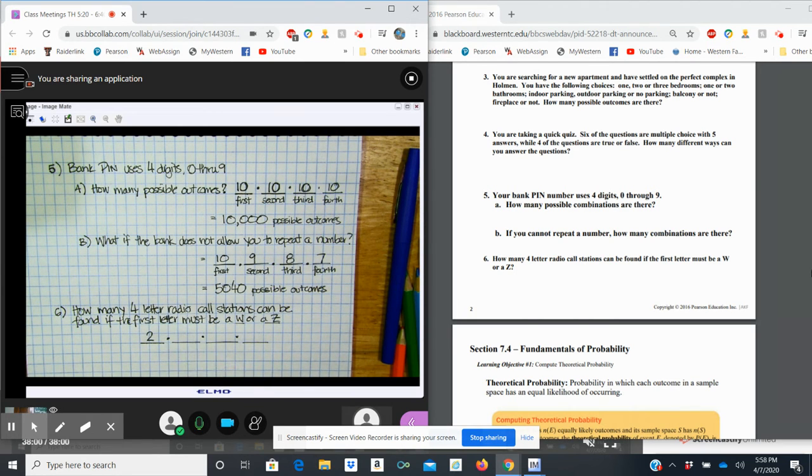Now, the second letter can be anything. So, how many letters are in the alphabet? Yes, there are 26 letters in the alphabet. Our third letter can also be anything. And our fourth letter can be anything, also a 26. And that gives us 35,152 possible outcomes.